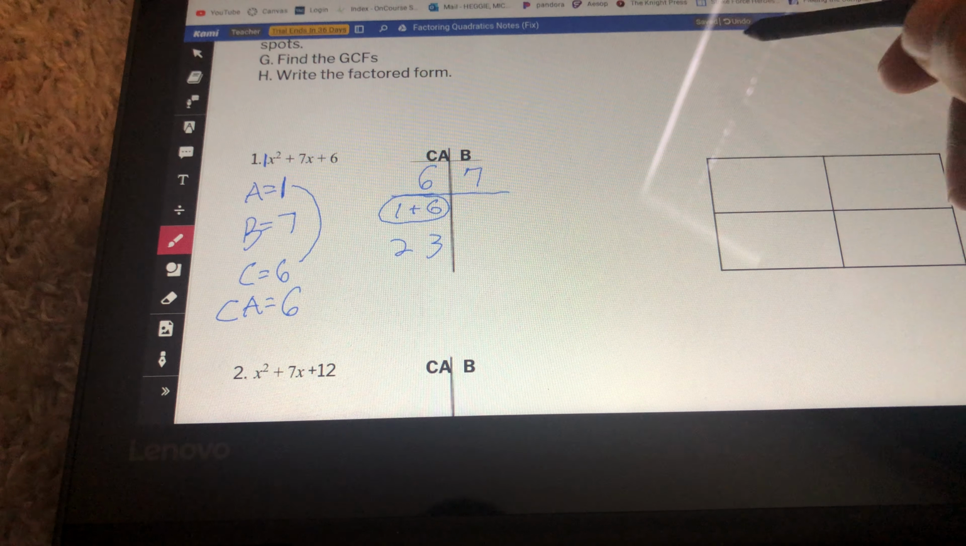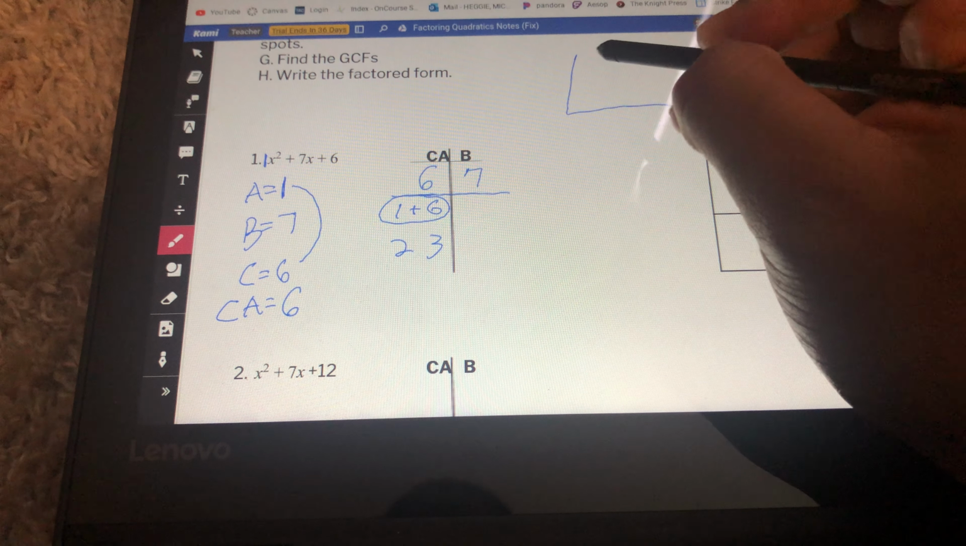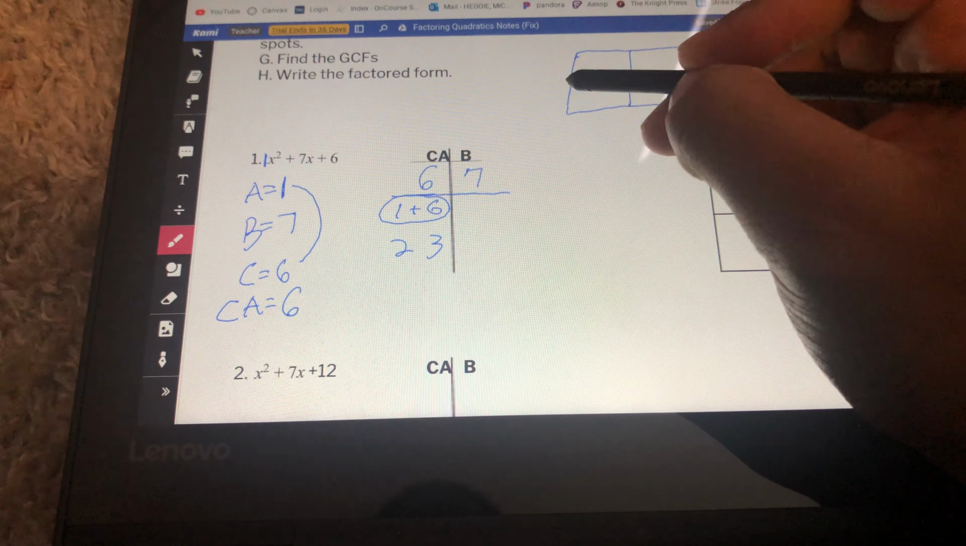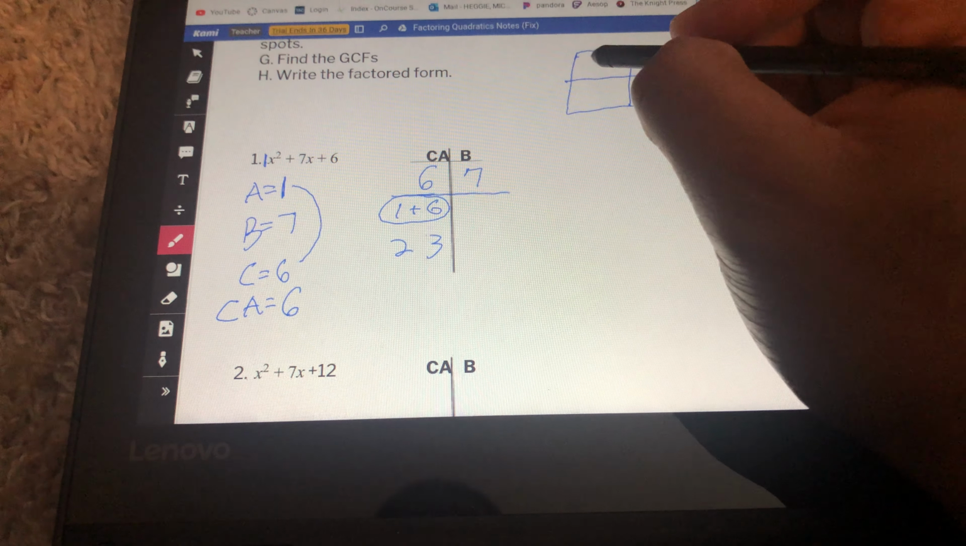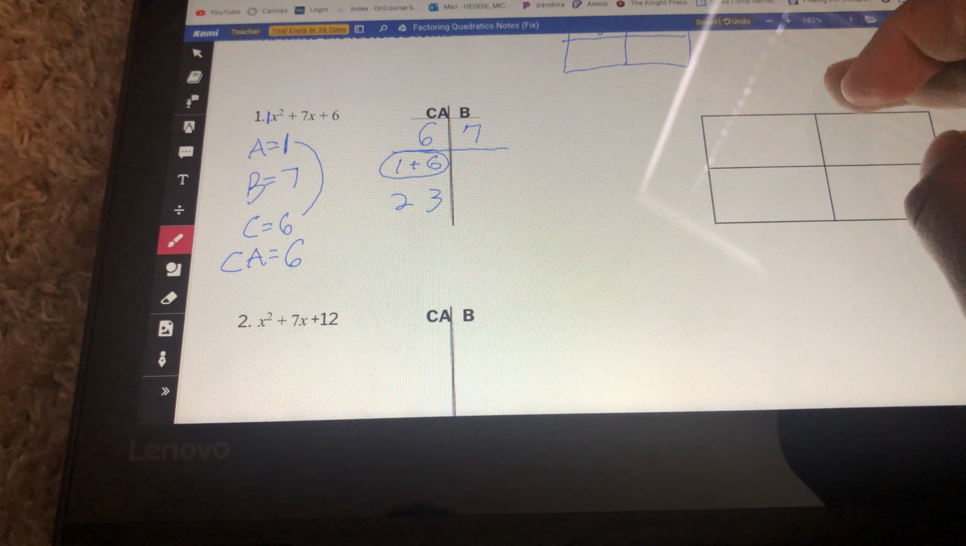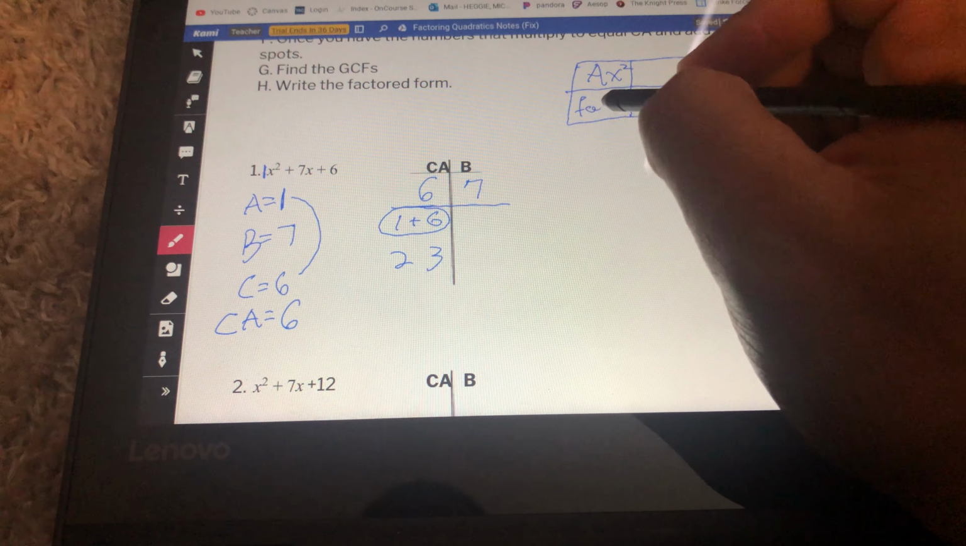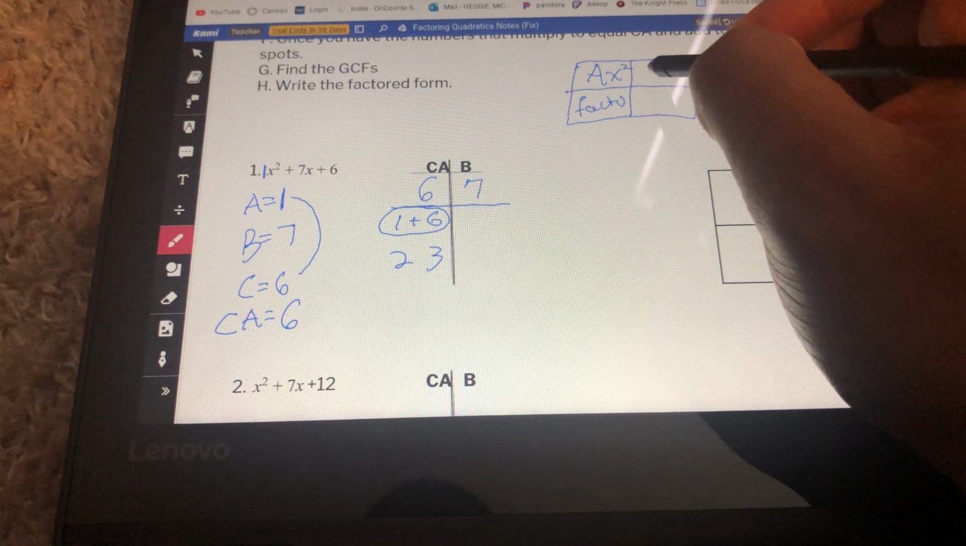Now, when we enter into this box, we're going to take these factors and put them in the box. When we put things into the box, it's always going to be ax squared here. You're going to use your factors here. And then factor.